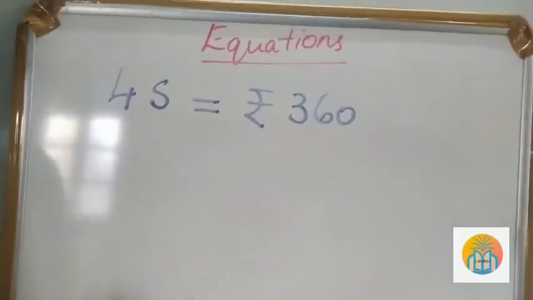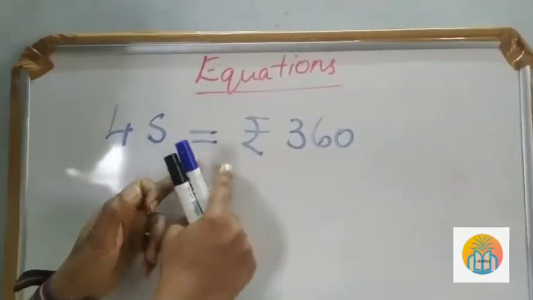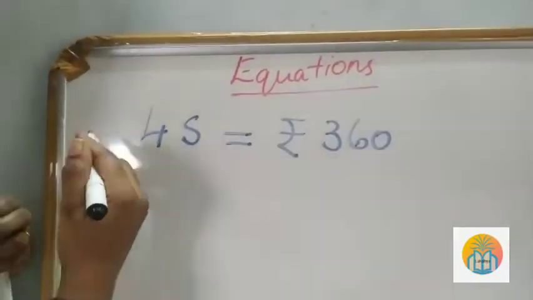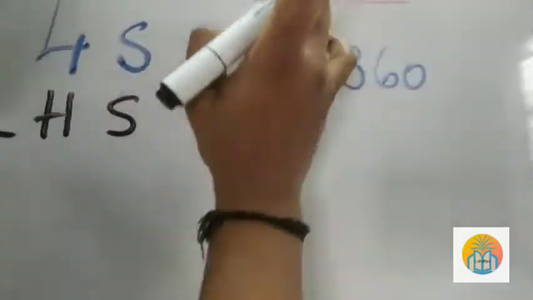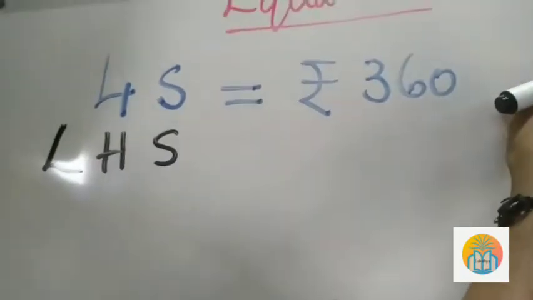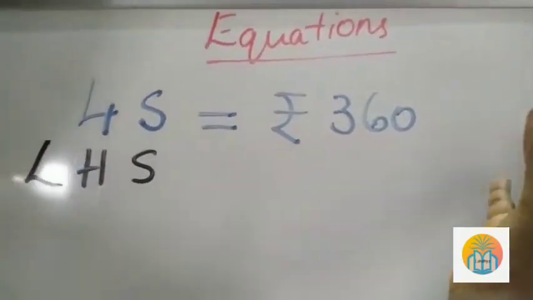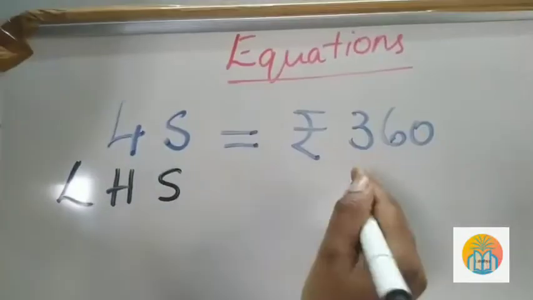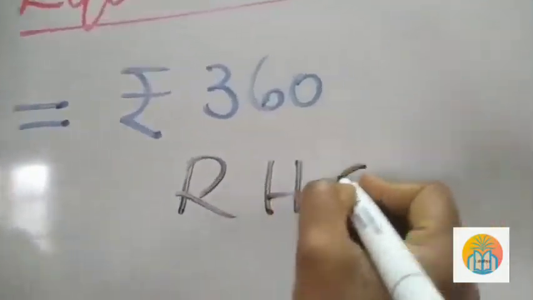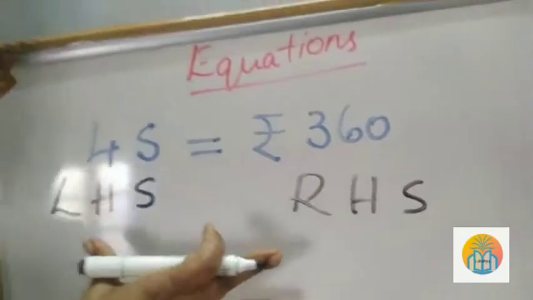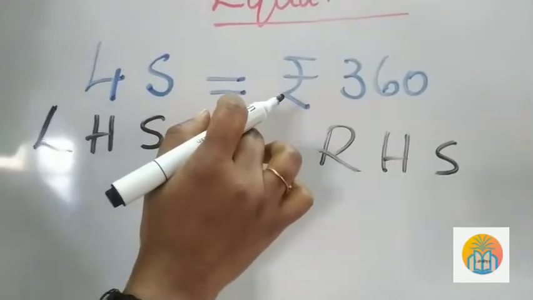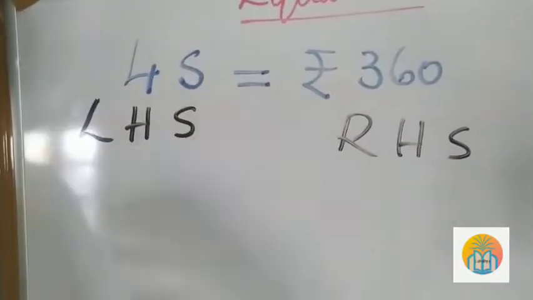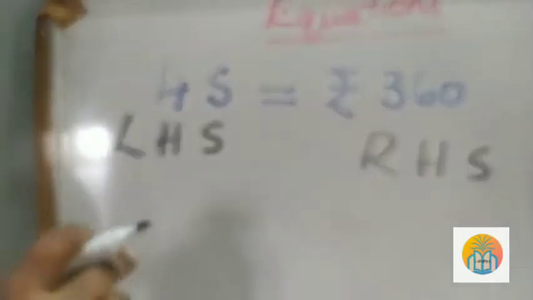Whatever terms or expressions are on the left side of the equation are called the LHS, the left hand side of the equation. And whatever terms, numbers or constants are present on the right side of the equal symbol are called the right hand side. For these to be equations, they should be balanced, they should be equal.